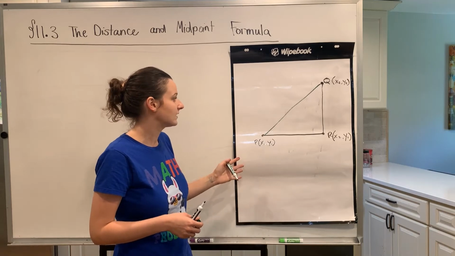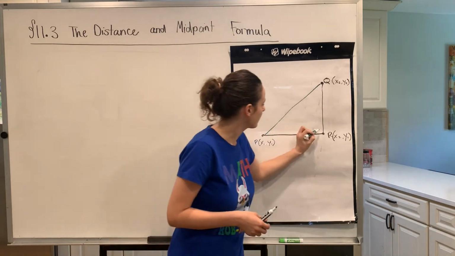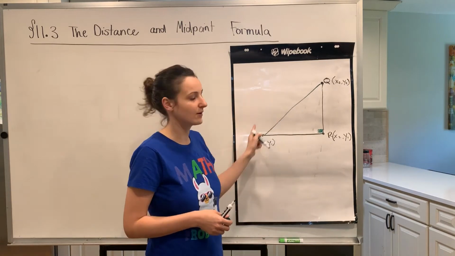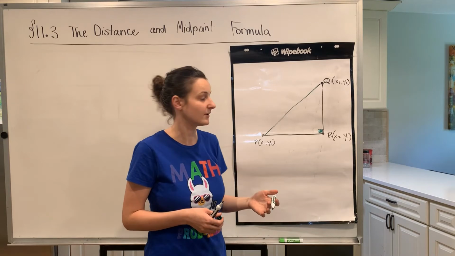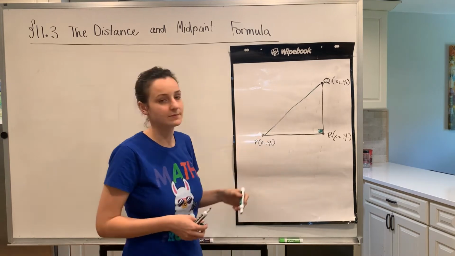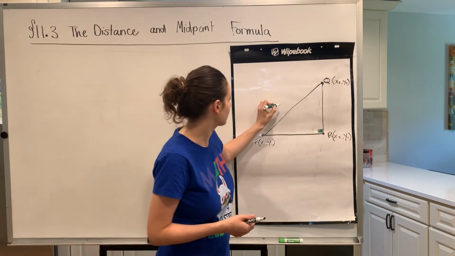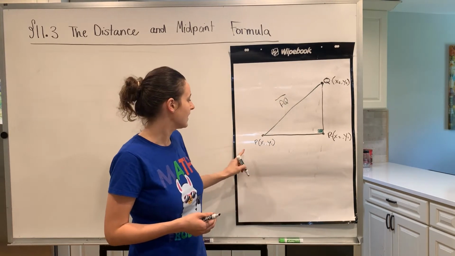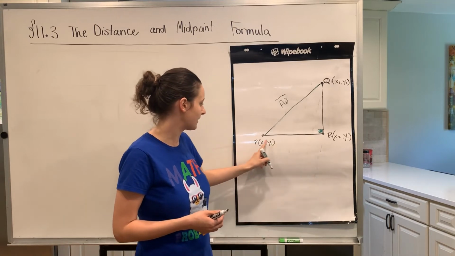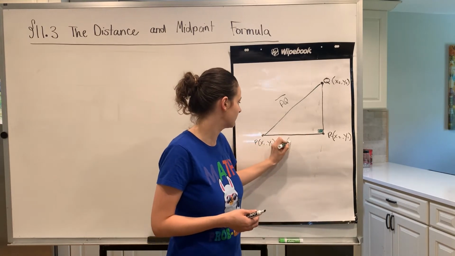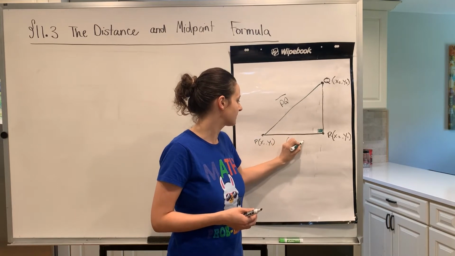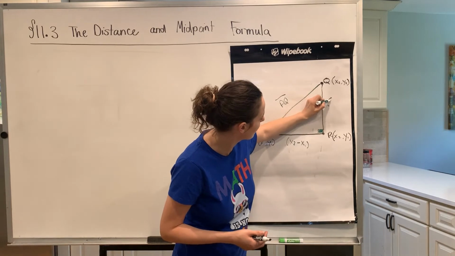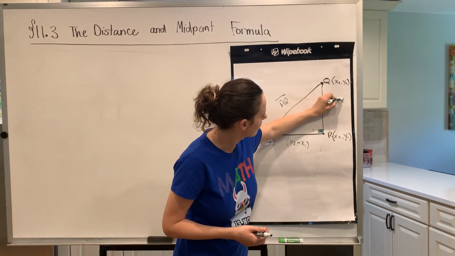Notice here that I created a right triangle. So remember from our lesson yesterday that if I have a right triangle, and there's a distance that I want to find, I'm going to use the Pythagorean theorem. This distance here is going to be my hypotenuse. So I'm going to call this side PQ. And I do know the length of this bottom piece here. We mentioned earlier that it is going to be x2 minus x1. And this right side here is going to be the difference of your y's, y2 minus y1.